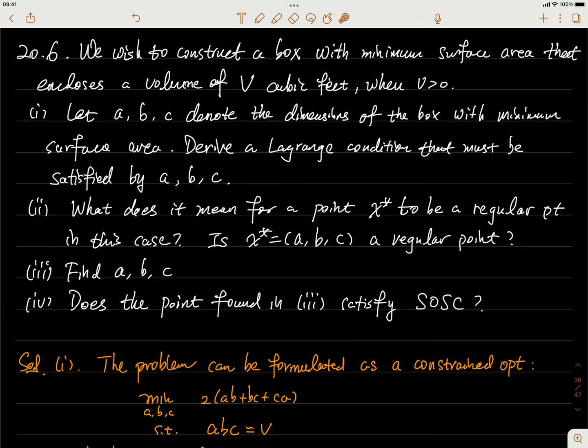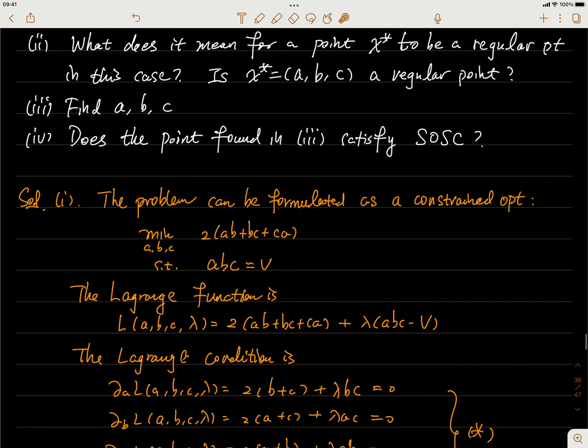The second question is, what do we mean by saying that a point x star, which is composed of A, B, and C, is a regular point? The third question is to actually compute A, B, and C. And lastly, we want to show that the point we found in step 3 satisfies the second order sufficient condition.